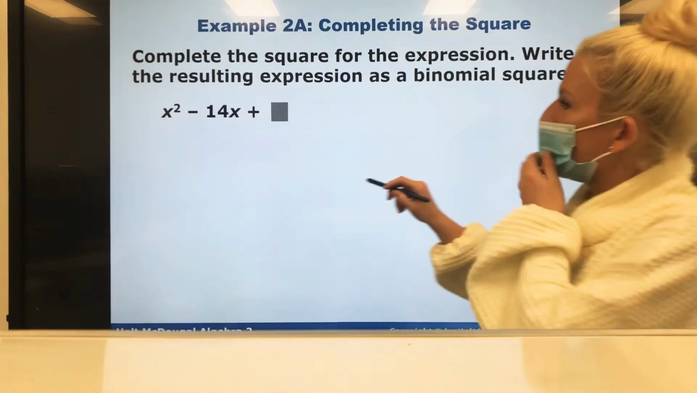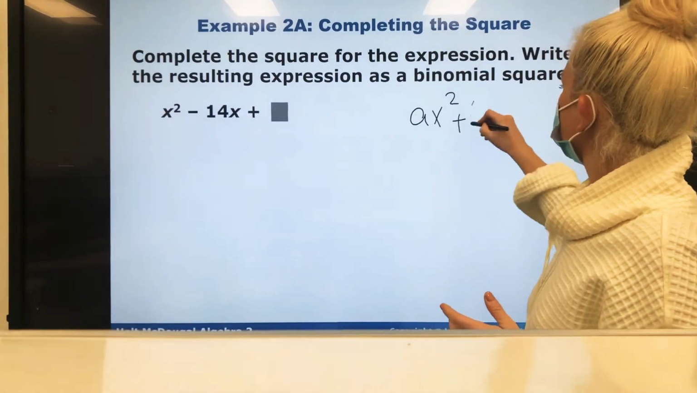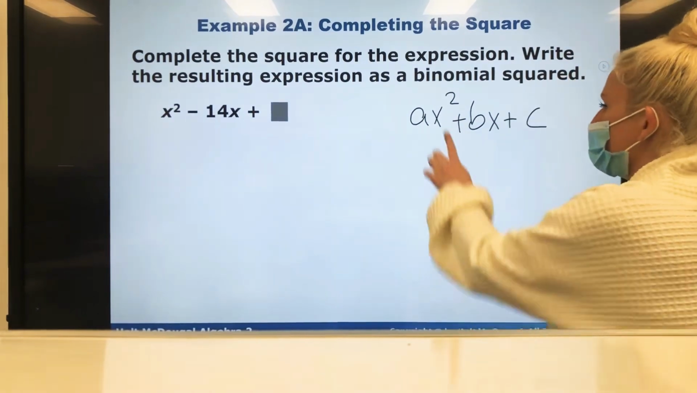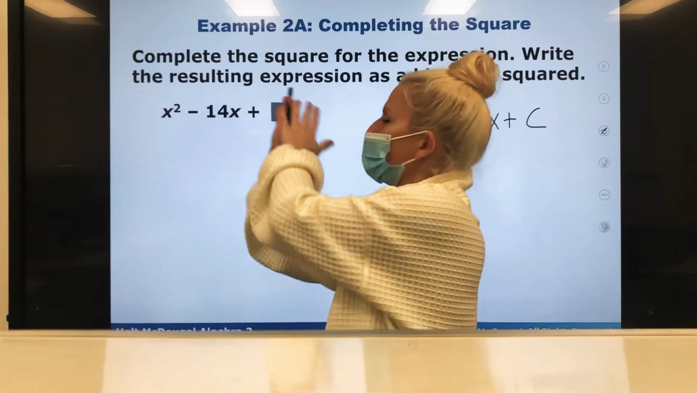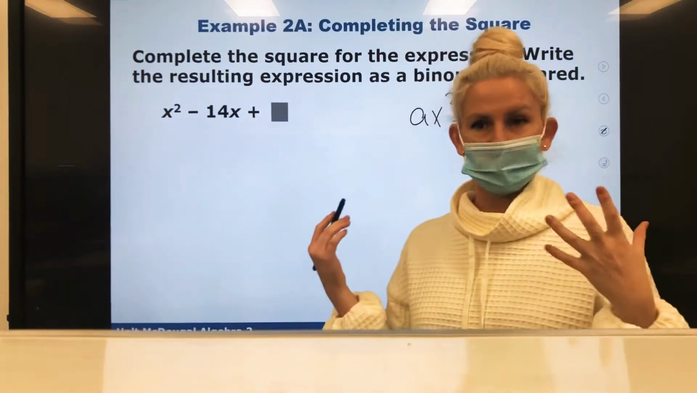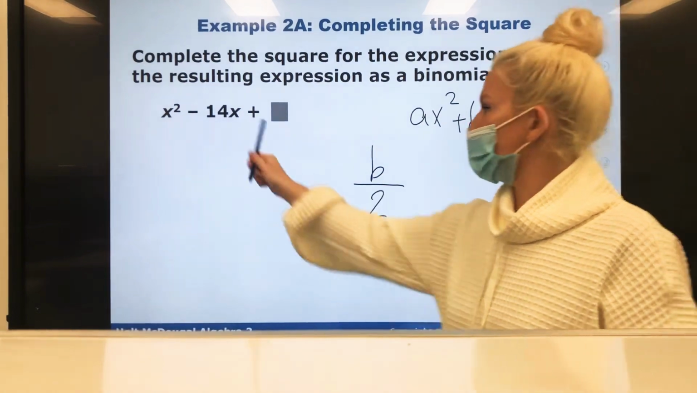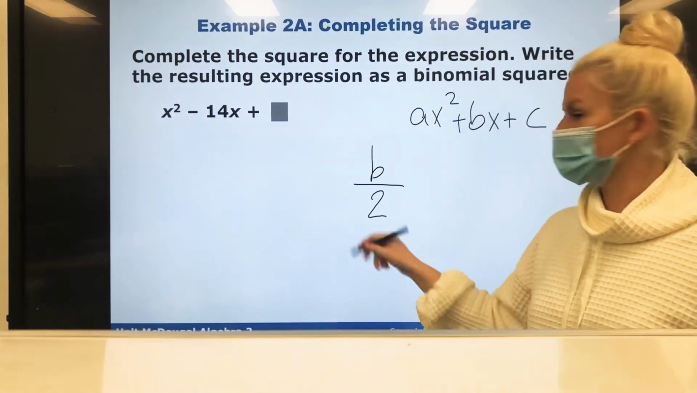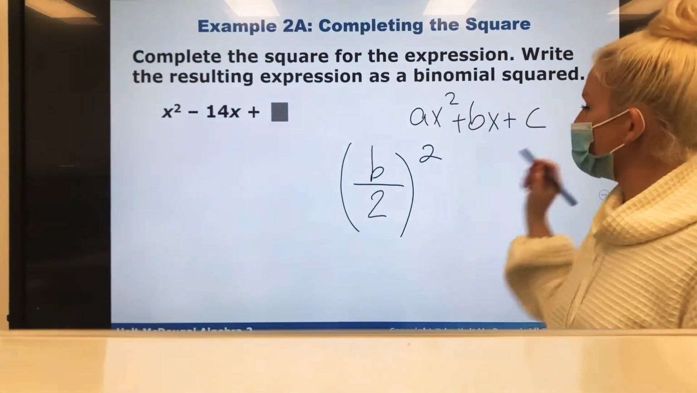What I want you to write: if I had a quadratic in standard form, it's ax squared plus bx plus c. This is your a, this is your b, this is your c. So I need to figure out what I can add to make this a perfect square. What you're going to do is take half of b. You take b, divide by 2, and then you square it, okay? So half of b, squared.